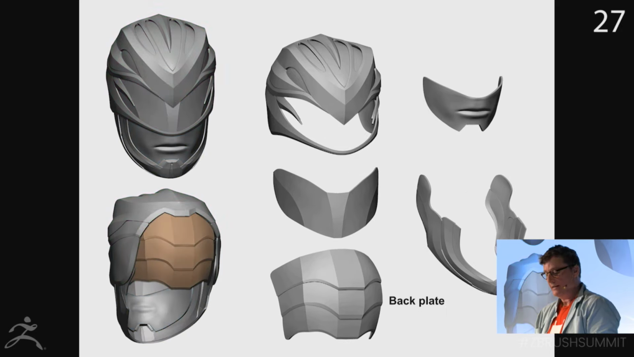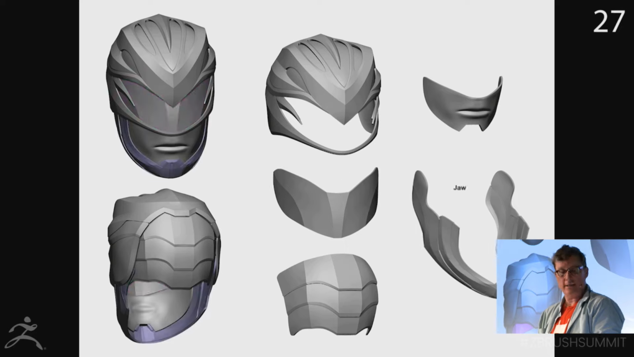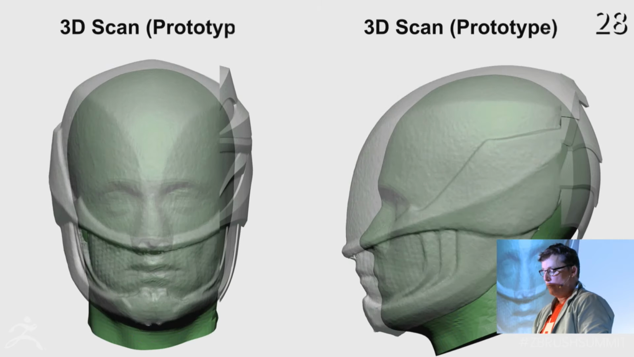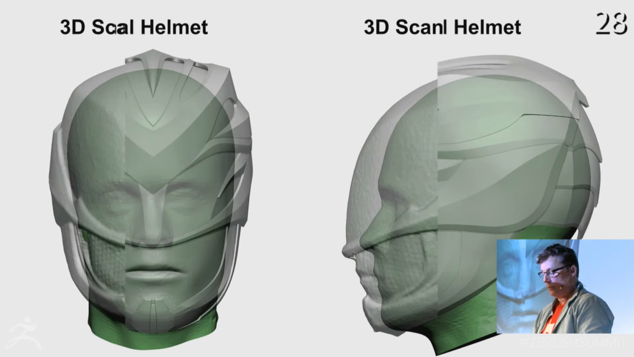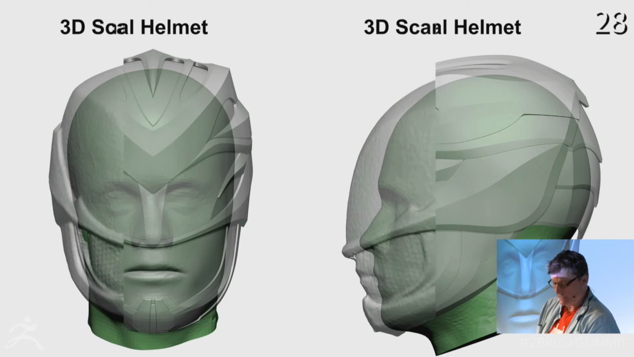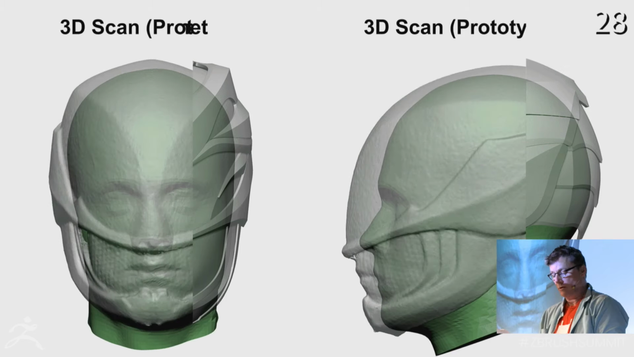We put small locator tabs and keys on the underside of the helmet parts before we printed them, so that the prop team could put the pieces back together easily later on.